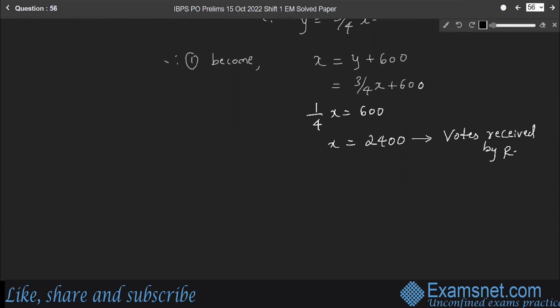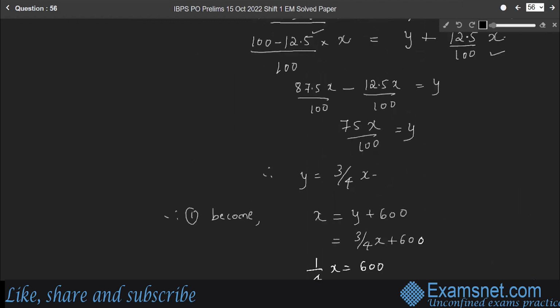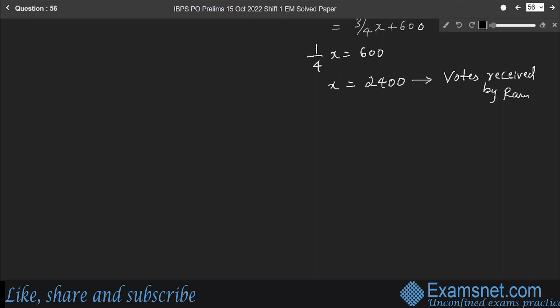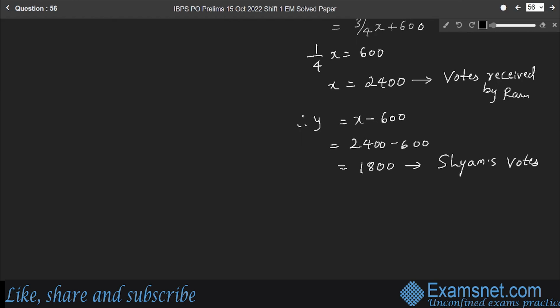Right? So what is the value of Y? Again by equation 1, Y is x minus 600. Therefore, Y is x minus 600. So 2400 minus 600 gives 1800. So that is Sham's votes. Votes received by Sham.